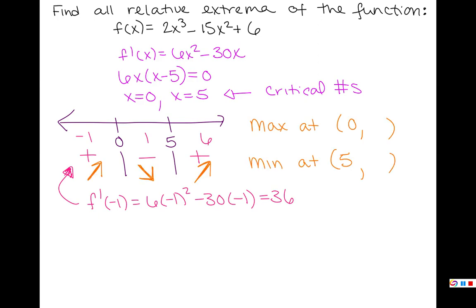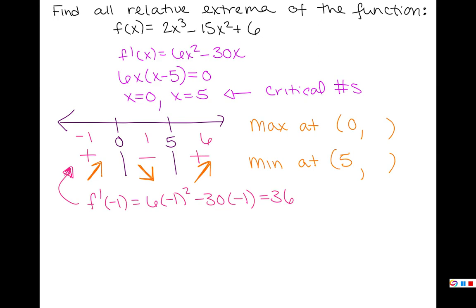So this table tells me the function is increasing, then decreasing, then increasing. Plus signs mean increasing, minus signs mean decreasing. That tells me that 0 has to be a max and 5 has to be a min. If you draw the arrows, you can actually see that 0 would be your high point, 5 would be your low point.